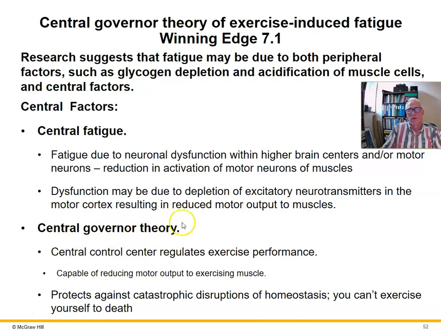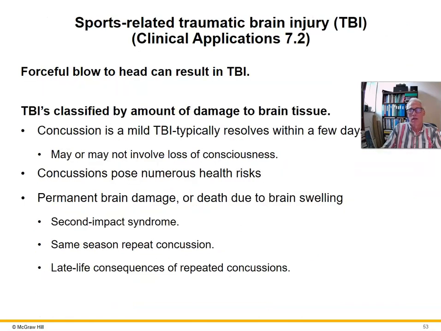So this is the idea that as metabolism becomes intensified and more waste products are produced and so forth, and acidification happens, some neurons in the brain begin to put the brakes on your output from your motor cortex to your muscles so that you don't overdo the whole thing and get yourself into a catastrophic disruption of homeostasis. That's a wonderful turn of phrase.